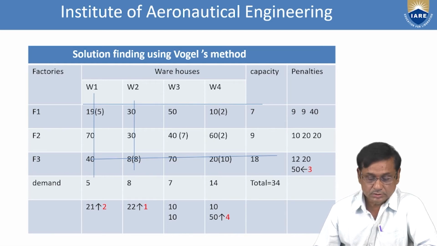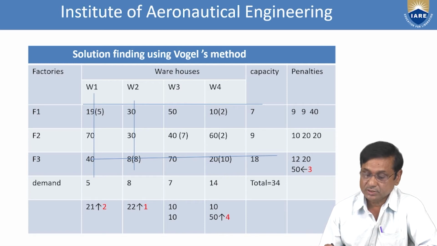In the first row, the lowest element is 10, the next lowest element is 19. So the difference, 19 minus 10, is 9. That is the penalty for the first row. Next, in the second row, the lowest element is 30, the next lowest element is 40. So the penalty is 40 minus 30, which is 10. In the third row, the lowest element is 8 and the next lowest is 20. The difference is 12. So the penalties are 9, 10 and 12.